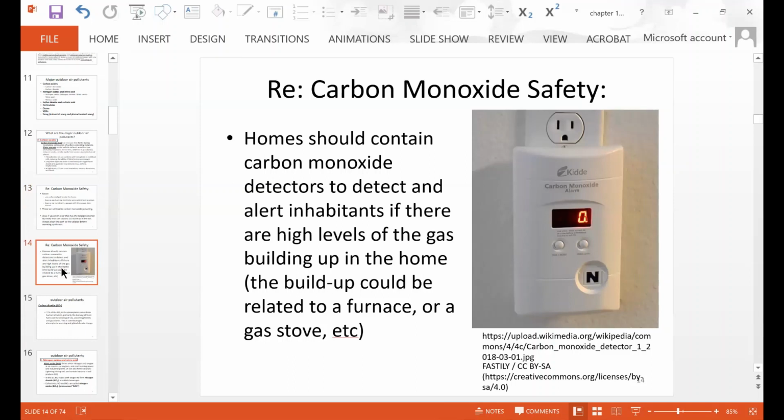Homes should contain carbon monoxide detectors in order to detect and alert inhabitants if there are high levels of the gas building up in the home. This can be related to a furnace or a gas stove, things like that.